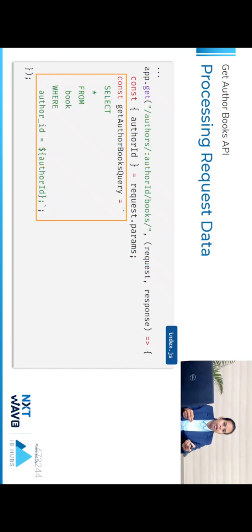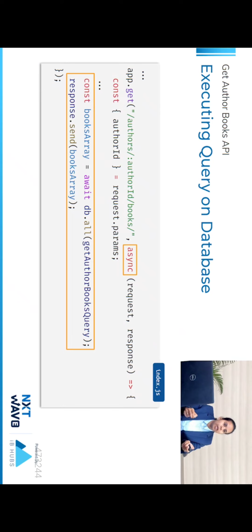So here, what is the result? How many rows will we have? Multiple, right? More than one. So we have to make use of the all method. So db.all of, and you specify the query, await, it'll give a promise object. Then finally, we'll get the books array. And that array, we will send it as a response, right?